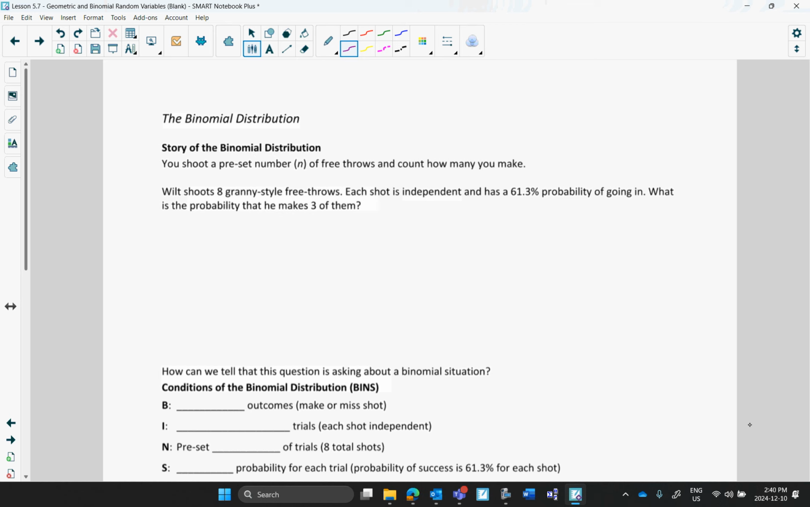So here, we've got a fixed number. He's not shooting until he gets a success. That's an infinite number of shots, potentially. He's only shooting 8. I want to know what's the probability that he makes 3 of the 8. So in other words, the probability that X is 3.